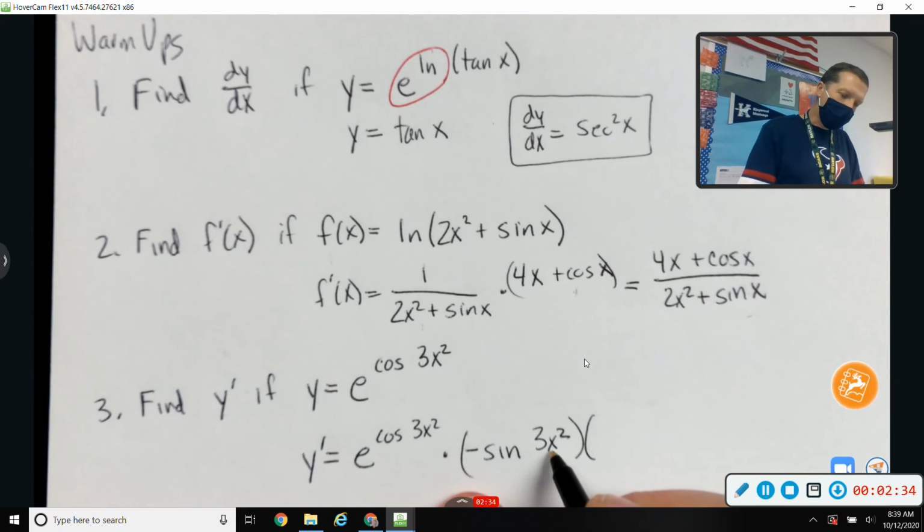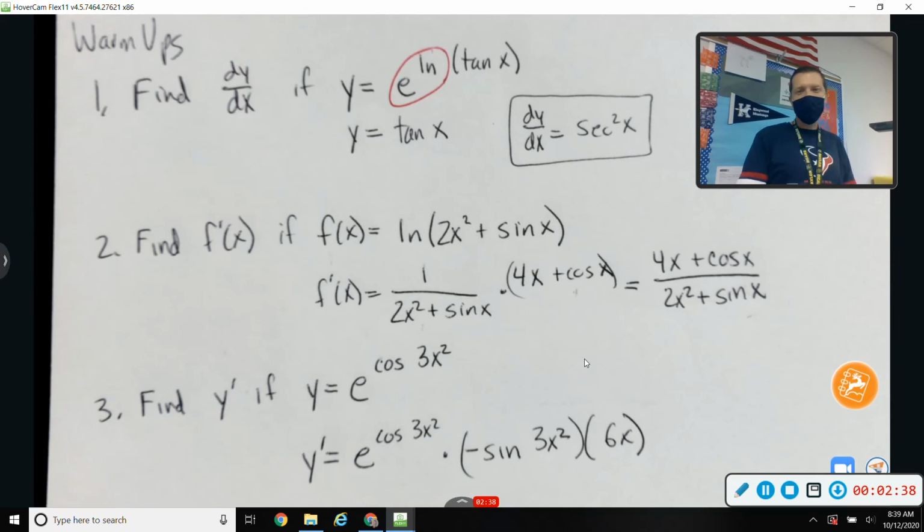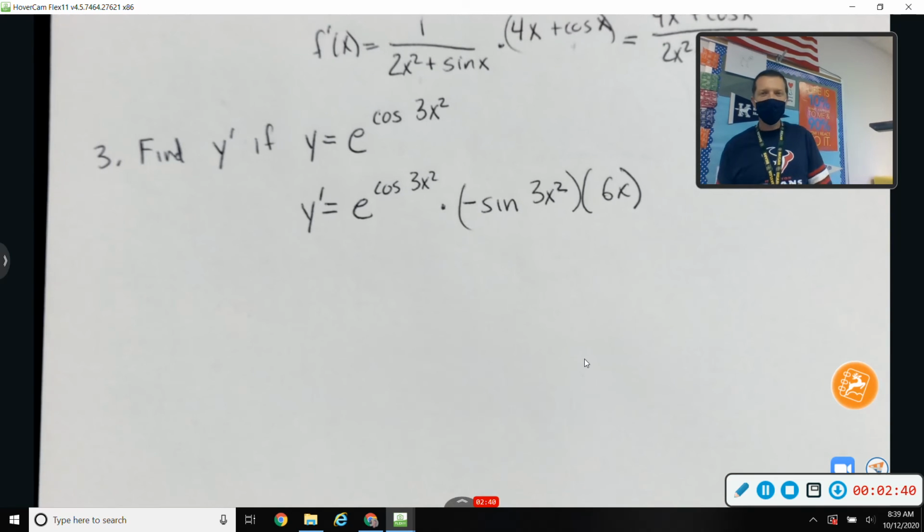And then the derivative of 3x squared would be 6x. And maybe you could write that in a different order if you liked, but all the pieces are there, so you're fine.